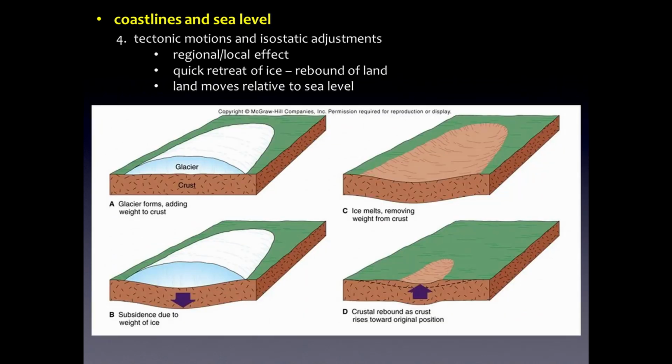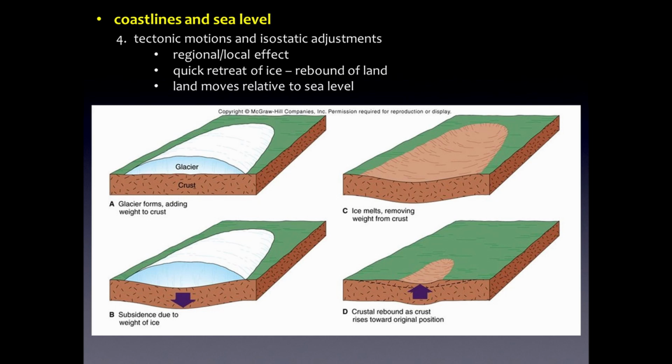The next two factors that we're going to look at that play a role in sea level rise are more regional or local than global. And one of these is tectonic motions and isostatic adjustments. So the Earth is constantly in motion. And one of the things that can cause the Earth to be in motion, other than tectonic activity, is isostatic adjustment. And this is what we're going to take a look at here.